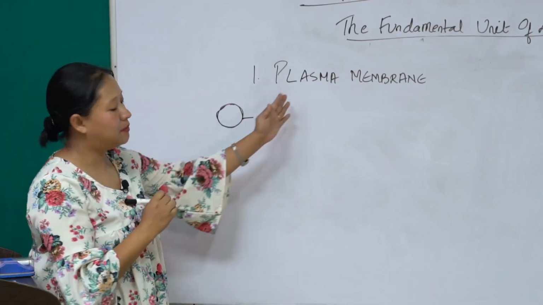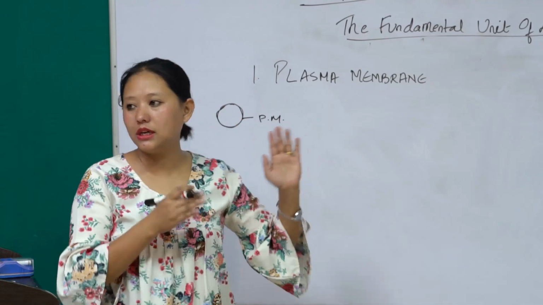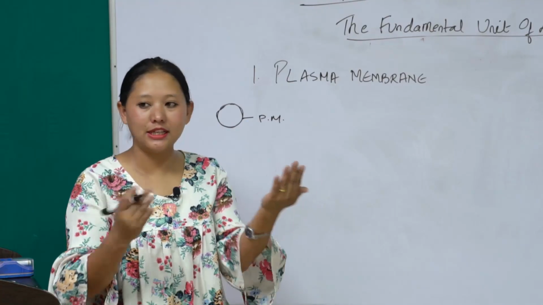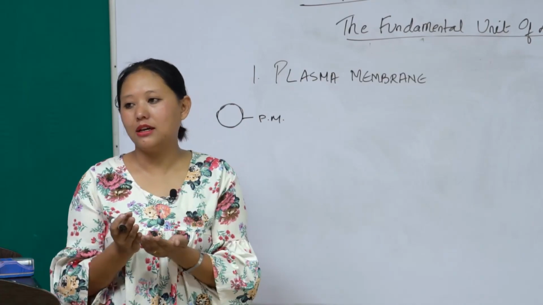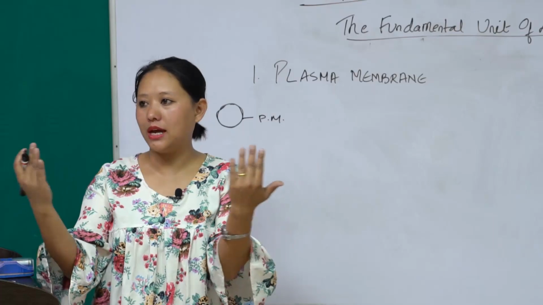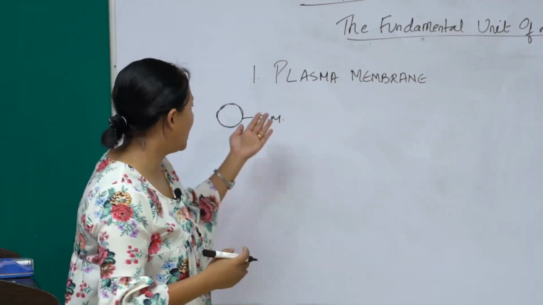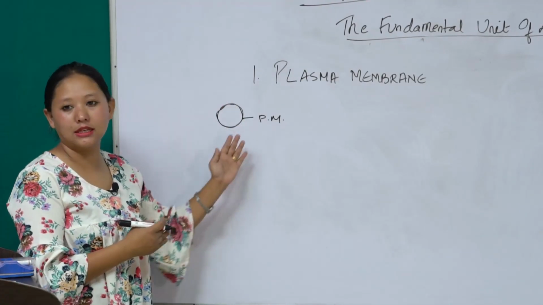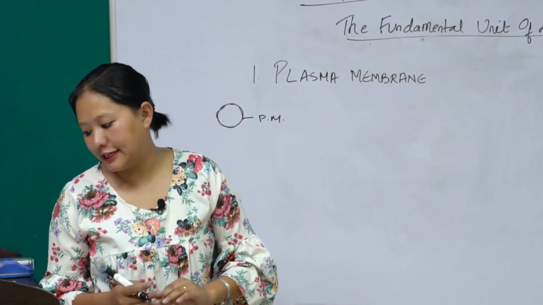This plasma membrane ensures protection of the cell. It is just like the wall of our house, or we can say it is just like the skin of our body. When we are inside the house, we feel protected because we are surrounded by walls on every side. Likewise, the plasma membrane is the outer covering, and because of it, the cell is protected.